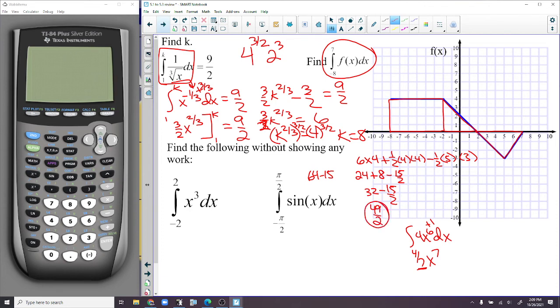So we just got to remember to subtract out that triangle that's below the x-axis. I know my shapes. I don't need to review. It's not a circle.